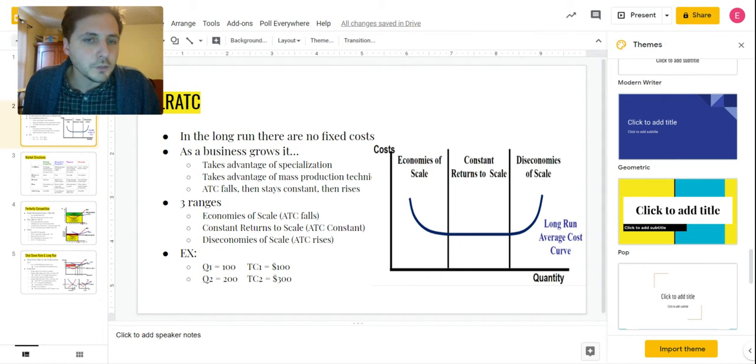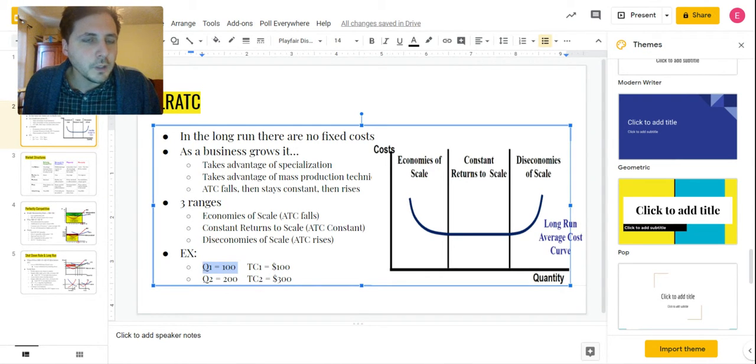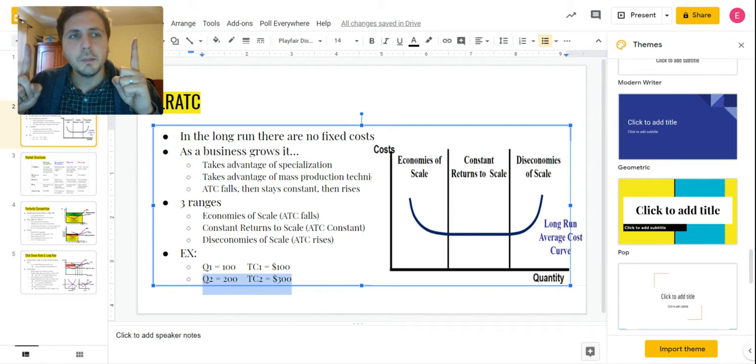So here my total cost is $100, my quantity is 100, but my average total cost is $1, right? $1 per unit. That's what it costs on average to produce a new unit, right? But when I move to production number 2, it's $300 divided by 200. In other words, my cost is rising at a greater rate than my quantity. So now it's more than $1 per unit. So from point 1 to point 2, my average total cost has increased.